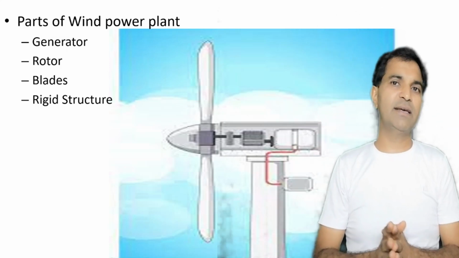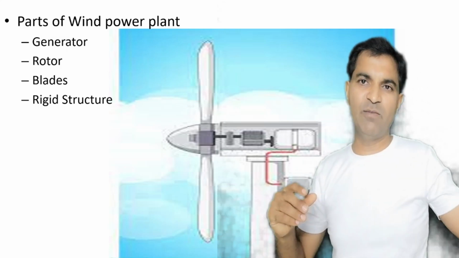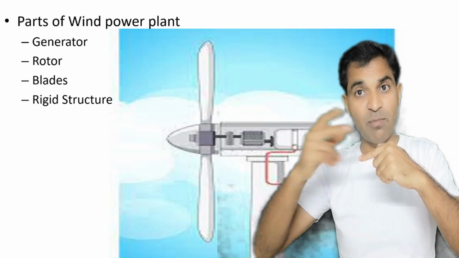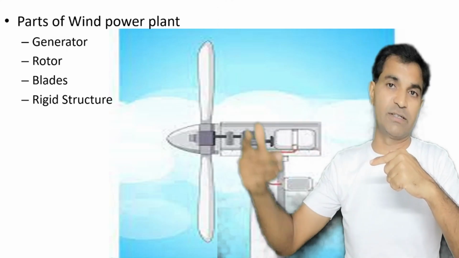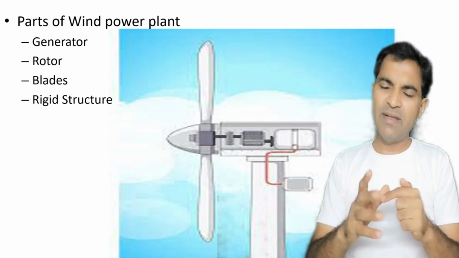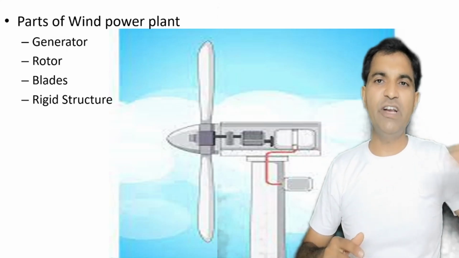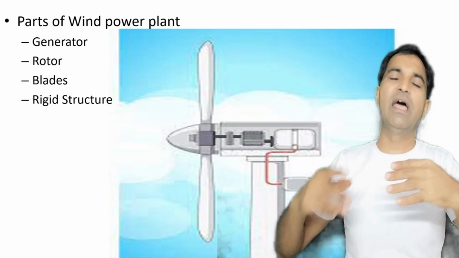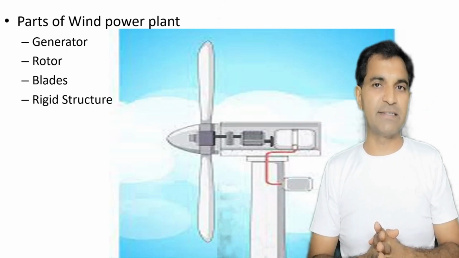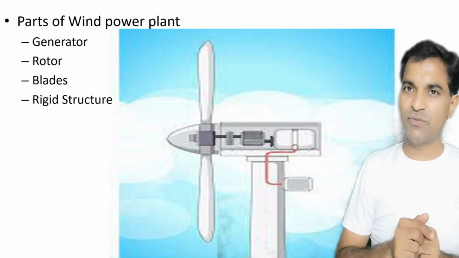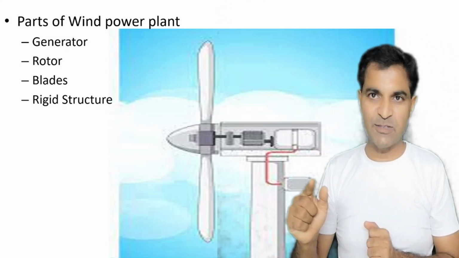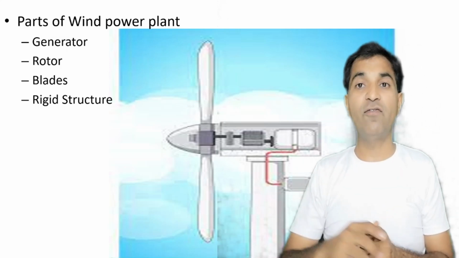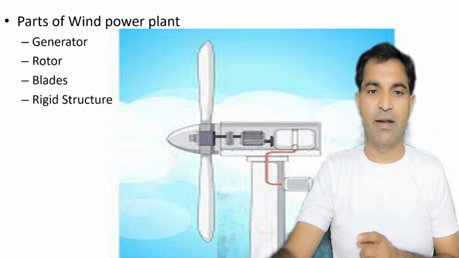So in short, we may say that when wind blows, it rotates the rotor, the rotor will rotate the turbine, and the turbine will rotate the generator. In very simple words, wind will rotate the turbine, and the generator will produce electricity. Basically, there are two types of generator, low speed and high speed, so that we may get maximum amount of electricity through this wind turbine.